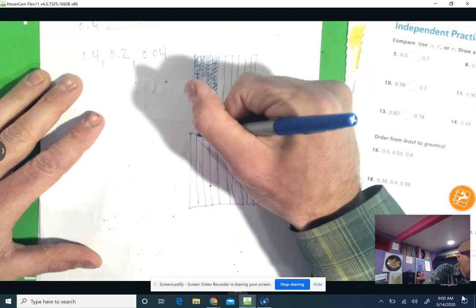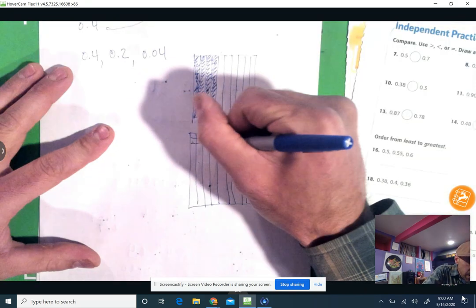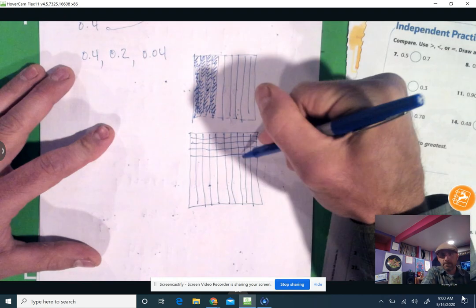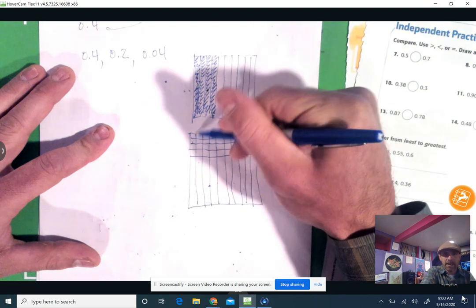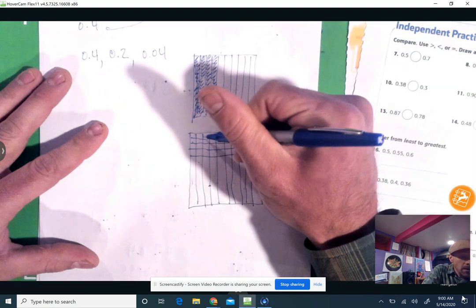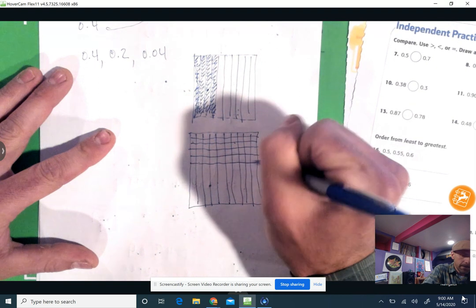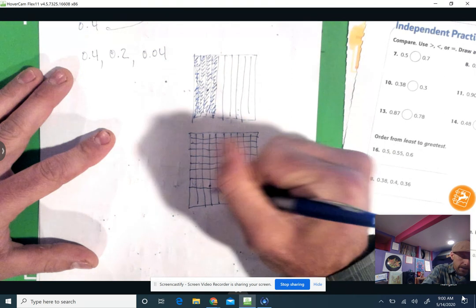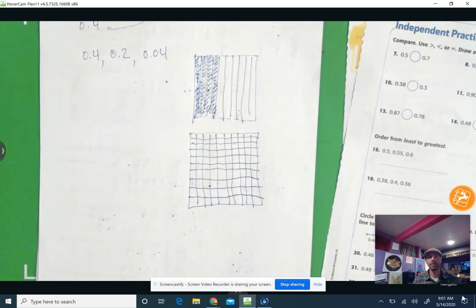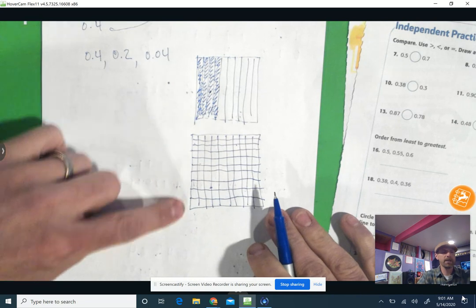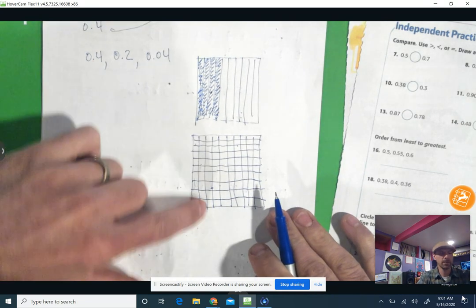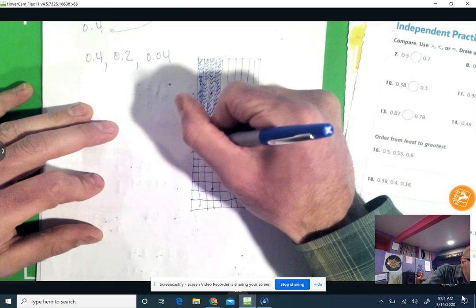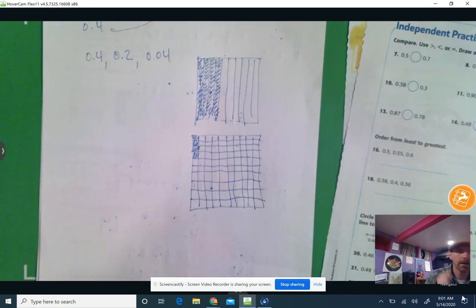Now I need to color in 4 100ths. How do I do that? Well, I'm changing these tenths to hundredths simply by drawing little boxes, 10 of them in each one of the 10 bars. 4, 5, 6, 7, 8, and 9. Okay, now I've got hundredths, right? Simply because now I have 10 boxes in each one of my 10 bars. Okay, and now I'm going to color 4 100ths. 1, 2, 3, and 4.